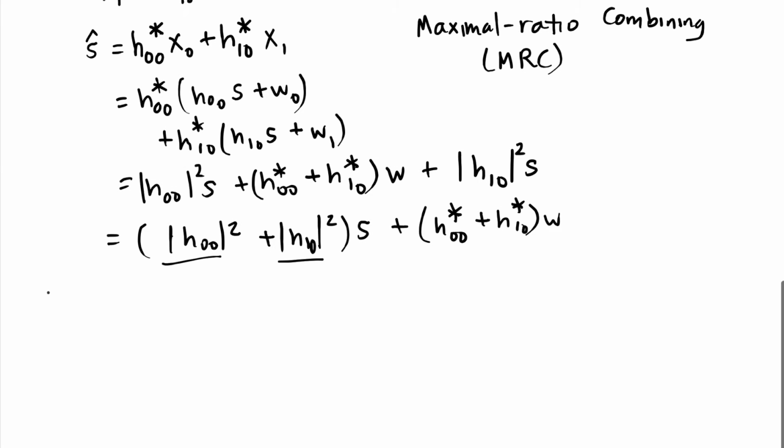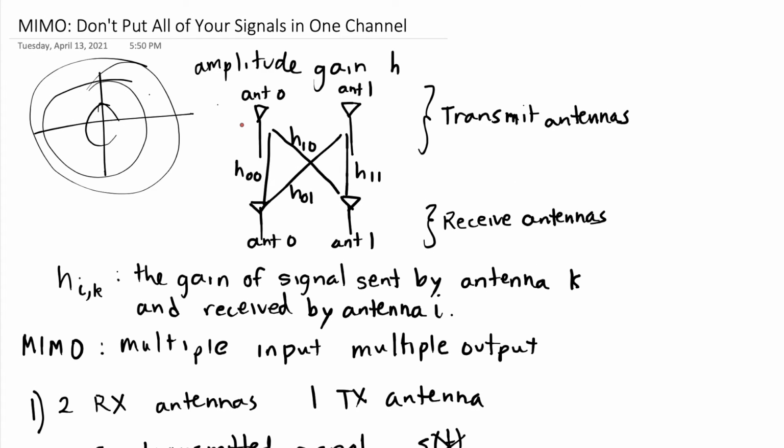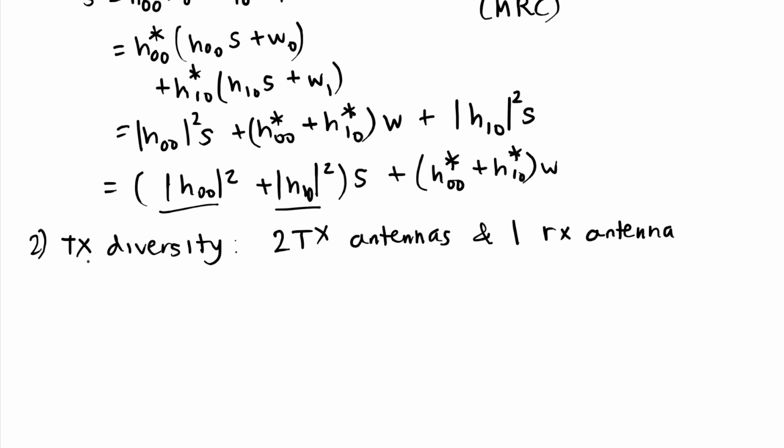But that's if I have two receive antennas and one transmit antenna. What Alamouti showed was that we can achieve this same diversity when we have two transmit antennas and one receive antenna. So now we've got two transmit antennas and one receive antenna. The Alamouti coding scheme says that we're going to achieve diversity by sending two different symbols over two symbol periods.